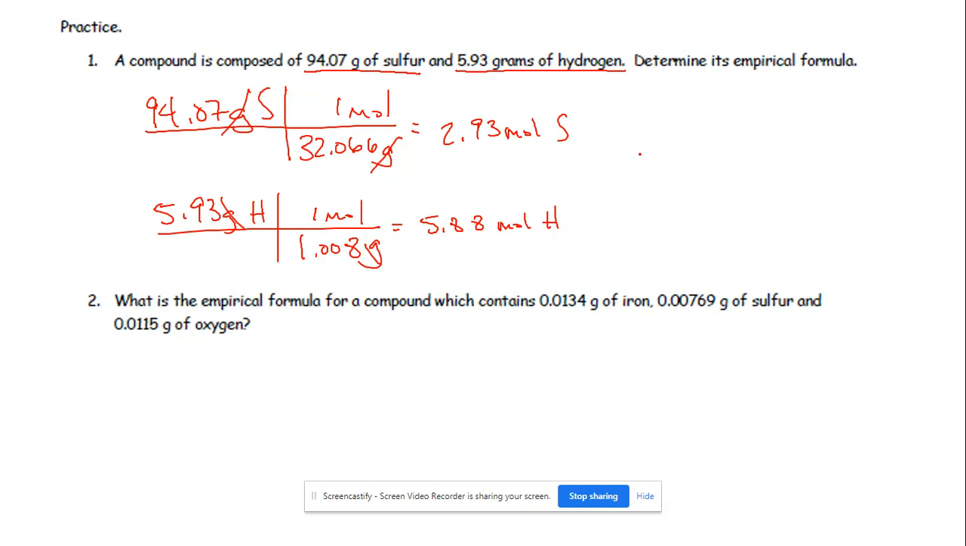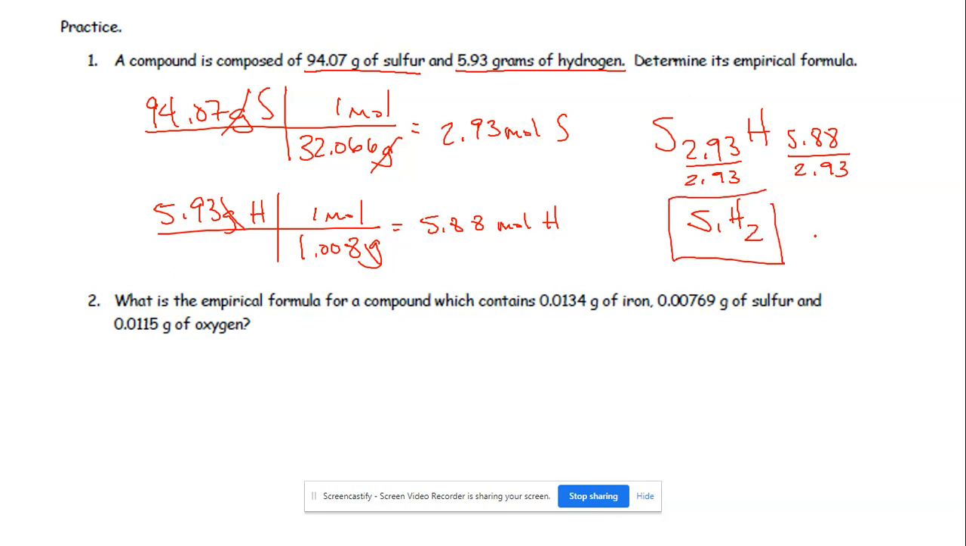So I could take these mole numbers and write my formula, but no one loves all those decimals, and so we're going to divide by the smallest of all our subscripts, and in this case it's 2.93. 2.93 divided by 2.93 gives us 1, and 5.88 divided by 2.93 gives us 2. So this is our empirical formula, and of course you don't have to write the 1. So if that makes you happier, that is also a correct answer. Good? Let's do another one.